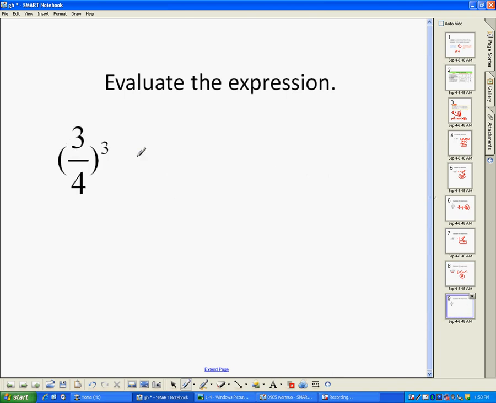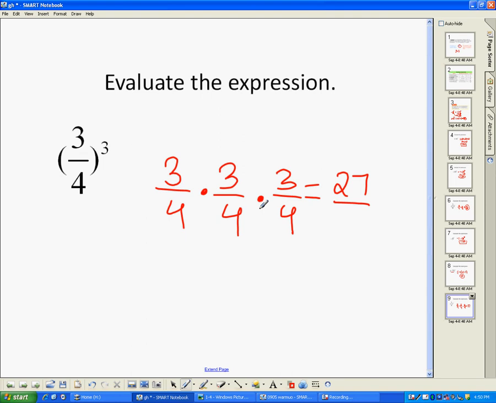And then the last one, 3/4 cubed, means 3/4 times 3/4 times 3/4. 3 times 3 is 9, times 3 is 27. 4 times 4 is 16, times 4 is 64. So 3/4 cubed is 27 over 64. And if it could be simplified, you would need to simplify it. We always simplify fractions, but in this example, it cannot be simplified because there are no common factors between 27 and 64.